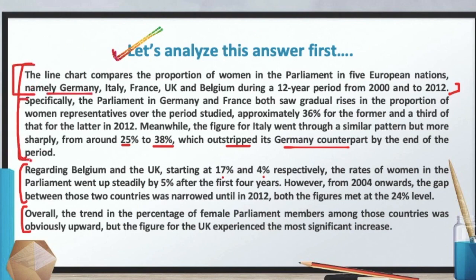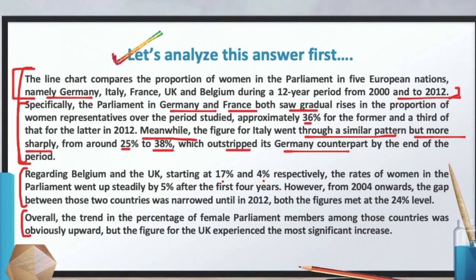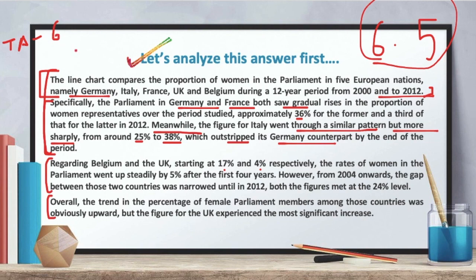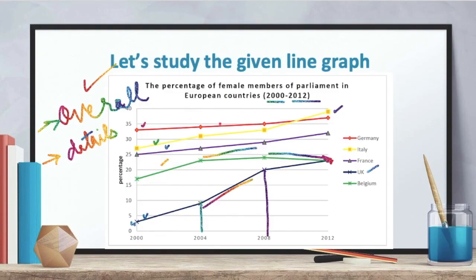This looks like a body paragraph, the detailed paragraph. Compare Germany and France. Okay, both saw, so it is a similarity that is written. Now, if I have to give this task a band score, I would give it a 6.5 band score. I'll tell you how. If I look at task achievement, it is quite low, because the overall was coming in the end. Overall should have come in the beginning only. Key features are not highlighted properly.